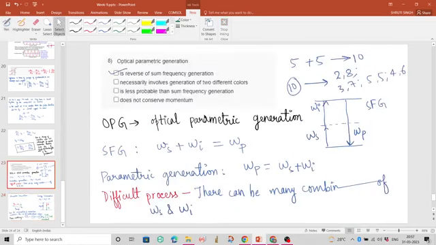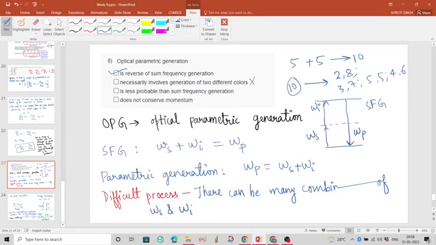So the answer to the question: optical parametric generation is the reverse of sum frequency generation, which is true. It necessarily involves generation of two different colors? This omega s and omega I can be of the same color as well. It can be exactly the reverse of second harmonic generation. So this one is not true. Depending upon the temperature and the refractive index, it can be the same.